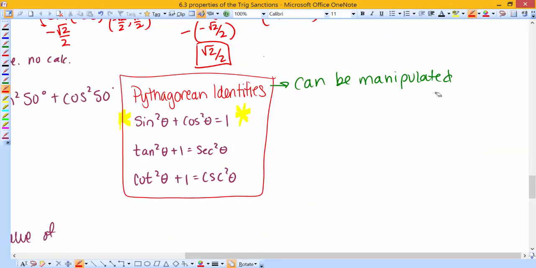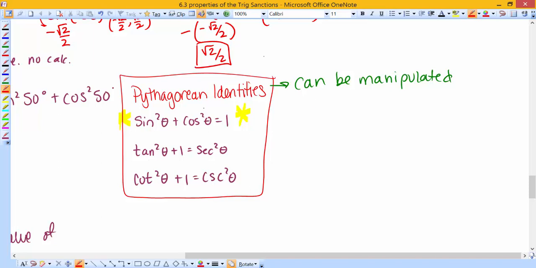Before I prove it, the identities can be manipulated, they are not stuck like this. I could subtract cosine squared. I could subtract sine squared. I can move the tangent. I can move the cotangent. I can move the 1. There are different things you can do. Because they're squared, when you isolate one, you can even square root them. So lots of things to do.